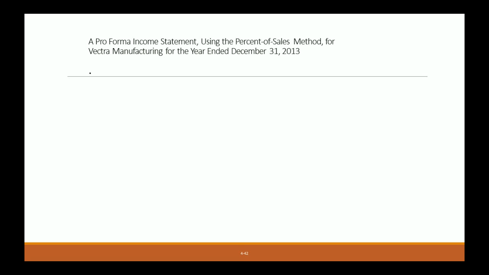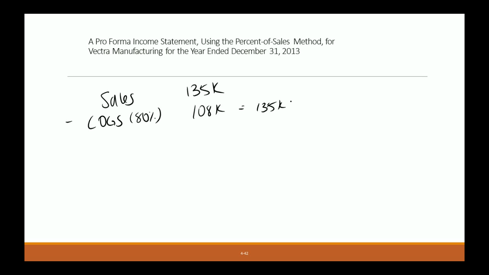And so this year, these are our 2013 numbers, we have sales of $135,000. I'm getting this from the sales forecast. From that, we deduct our cost of goods sold. Remember, we said last year cost of goods sold was 80% of sales, and so we're going to assume that number holds this year as well. So 80% of 135,000 is 108,000. I simply took 135 times 80%. And that gives you your gross profits.